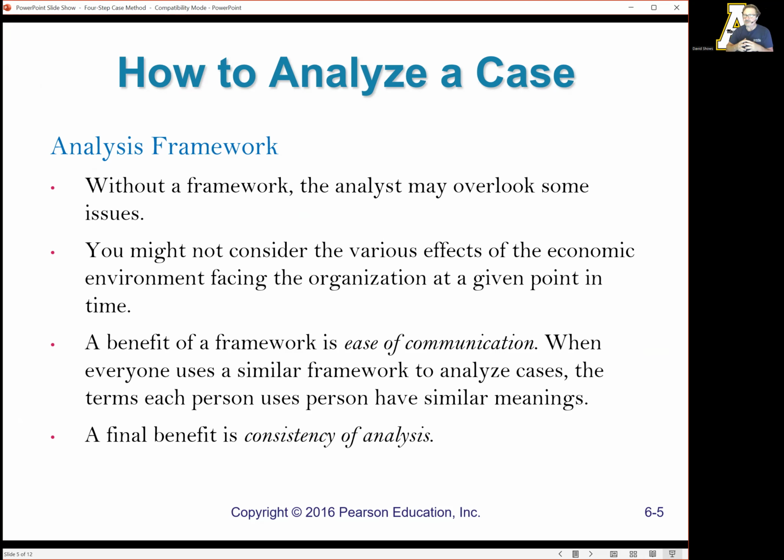The benefit of a framework also is an ease of communication among your members as well. When everyone uses a similar framework, it gives each person a similar understanding and meanings. And the final benefit is a consistency of analysis. The framework is an excellent way to diagnose problems or to understand the current place where a corporation is and where its future might go.